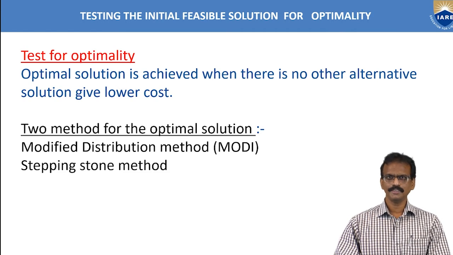What are the methods? The Northwest corner rule. The second one is the least cost method. The third one is Vogel's approximation method. So we have already explained those processes.